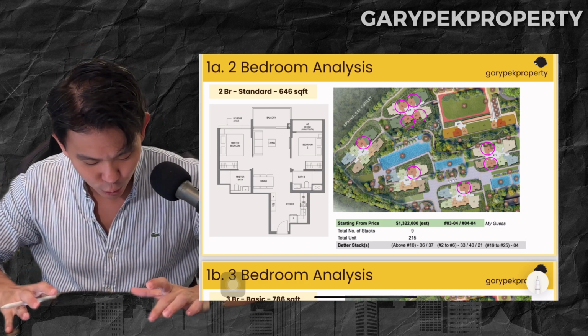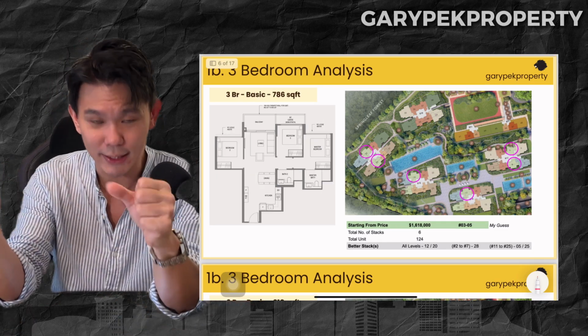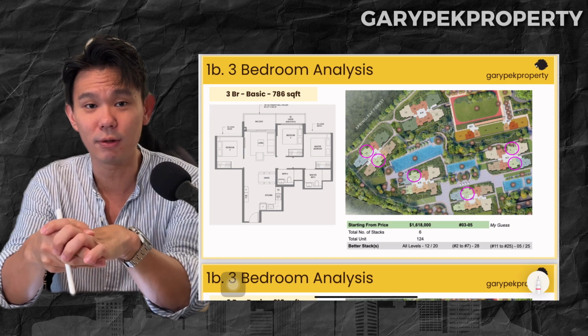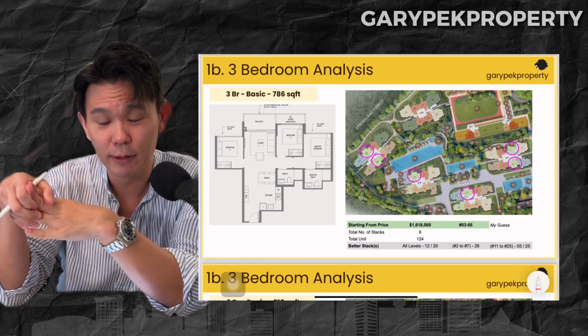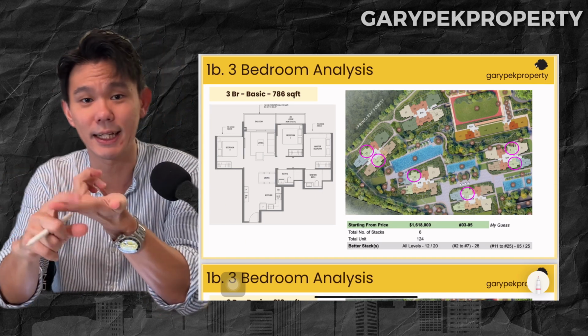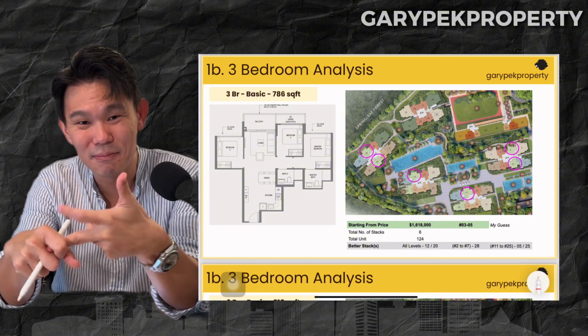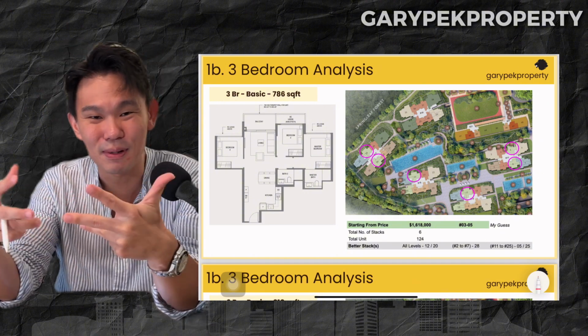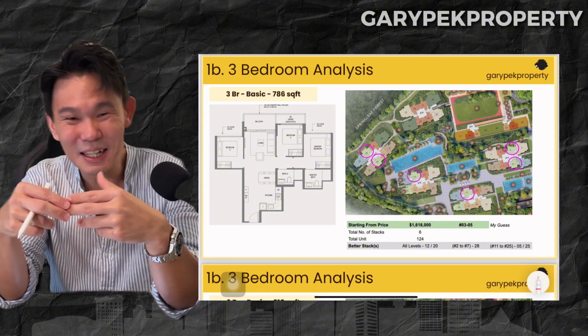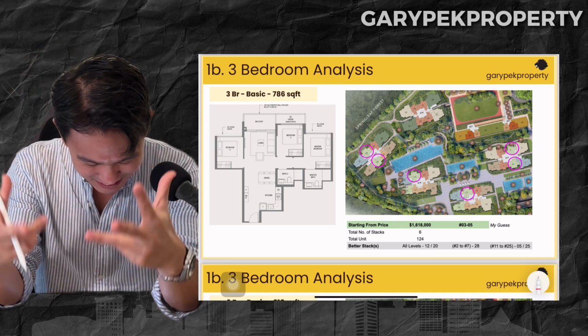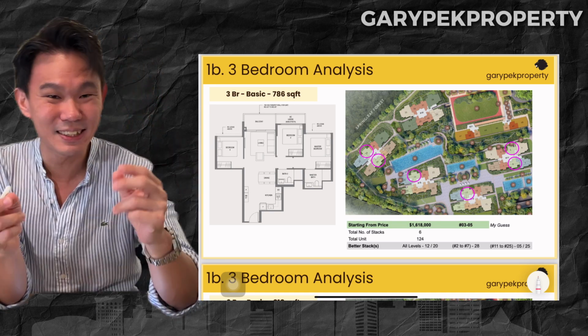Bear with me, let's go on to the 3-bedroom analysis. The 3-bedroom analysis falls into 3 different categories. We have the basic, we have the standard, and we have the plus, a bit like the BTO style, plus prime model. Okay, so now let's focus on the basic first. For the basic, there are 2 different types.